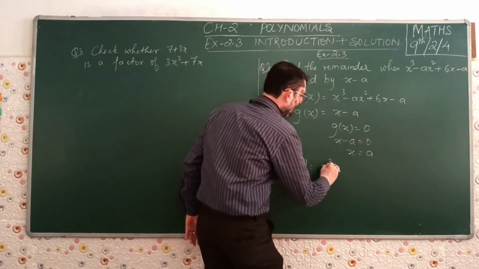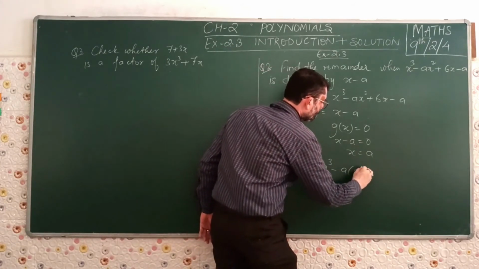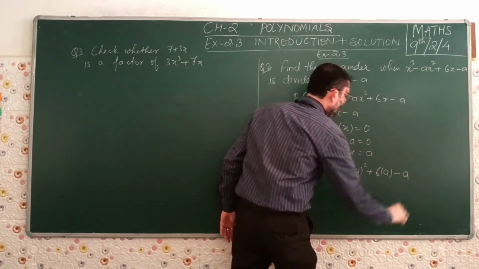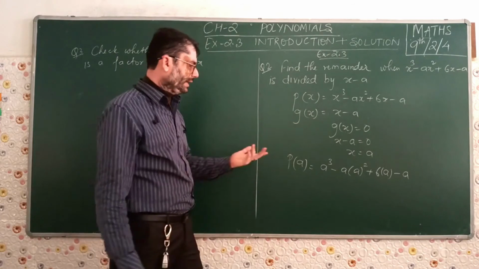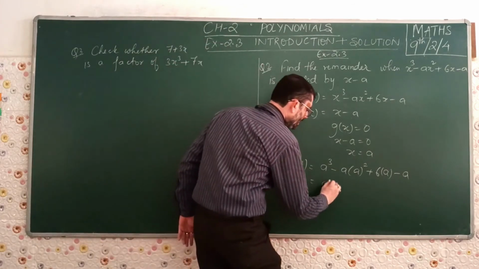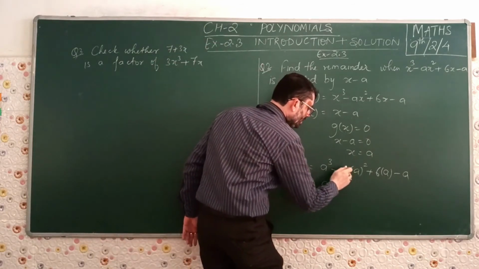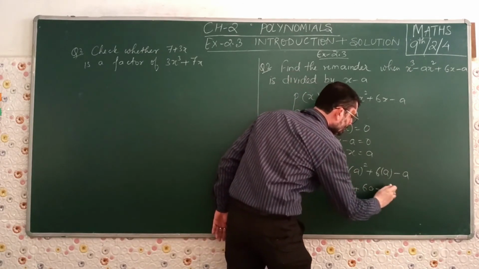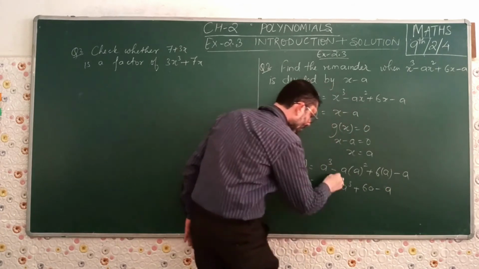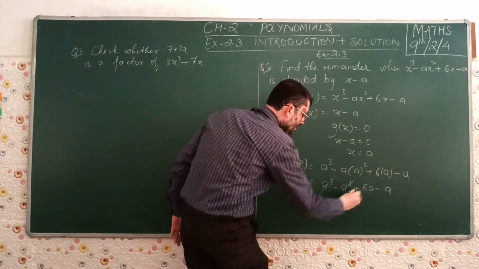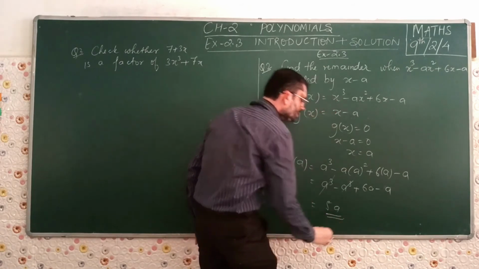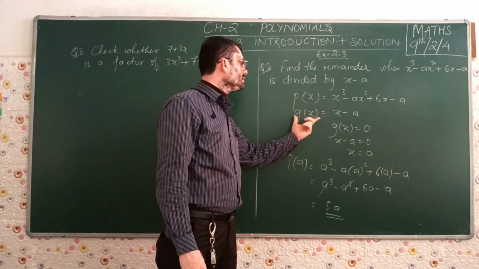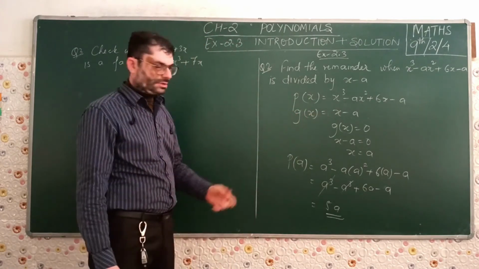Everywhere we have x, we have to substitute a, the value of x. So this is a cubed minus a into a squared plus 6 into a minus a. Let us simplify it. This is a cubed, a squared into a is minus a cubed, plus 6a minus a. So a cubed minus a cubed is 0 and 6a minus a is 5a. So this is finally the remainder that we have got when p of x is divided by g of x.